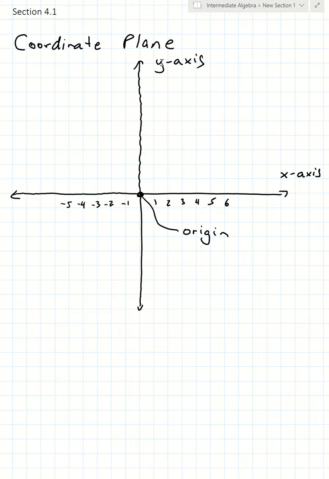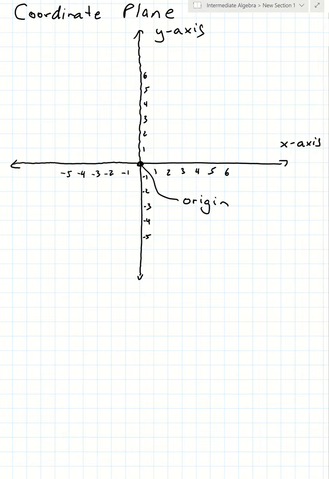When it comes to the y-axis, the positive numbers go up: 1, 2, 3, 4, 5, 6, and so on. And it stands to reason, therefore, that the negative numbers would go down. So we would have a -1, -2, -3, -4, -5, and so on. So within the coordinate plane, we have both positive and negative numbers that move along both the x and the y-axis. And what we can do with this coordinate plane is we can plot points.